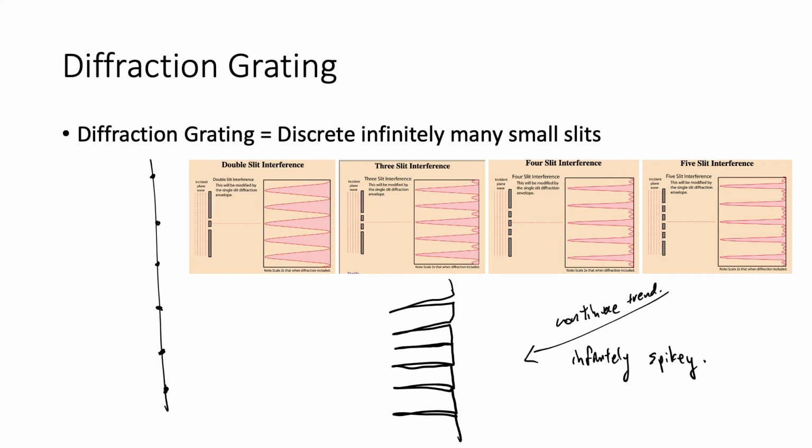It's discretely infinitely many small slits. So it follows the pattern of 2 small slits, 3 small slits, 4 small slits, 5 small slits. And you get a kind of spiky pattern over here. So that's for a diffraction grating.